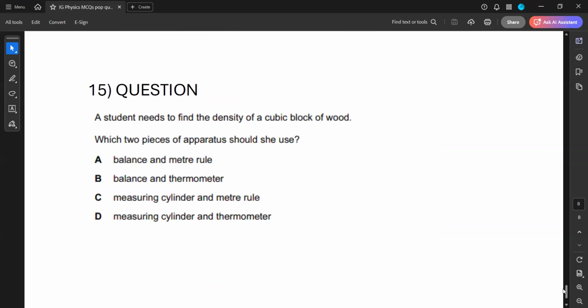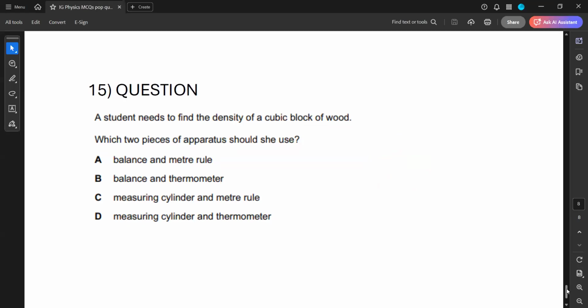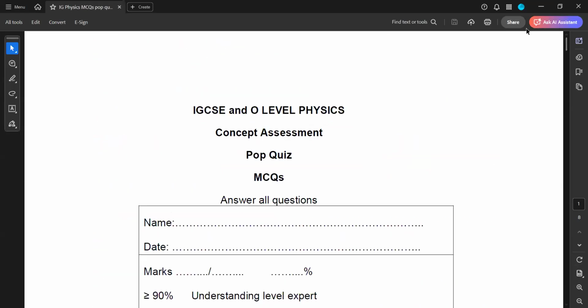Question 15. A student needs to find the density of a cubic block. Which two pieces of apparatus should he use? A balance and a meter rule. A wooden block is there. So we need the balance and we need to measure the dimensions, length, width, and height, so we can find its volume. And we need a balance. So A will be the right answer. So this was a pop quiz.